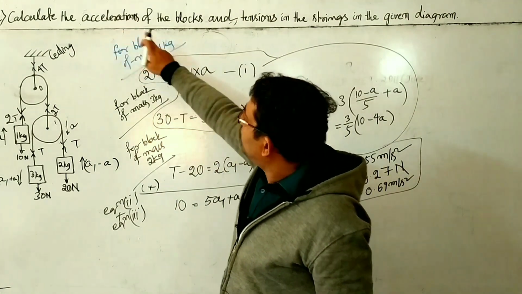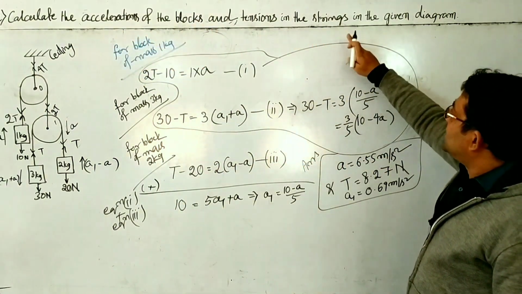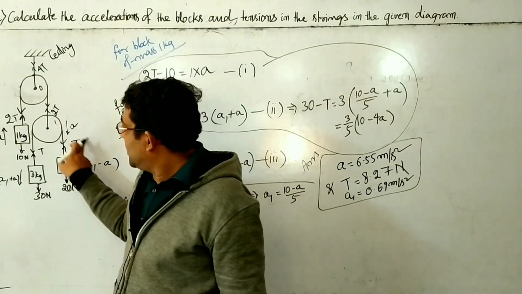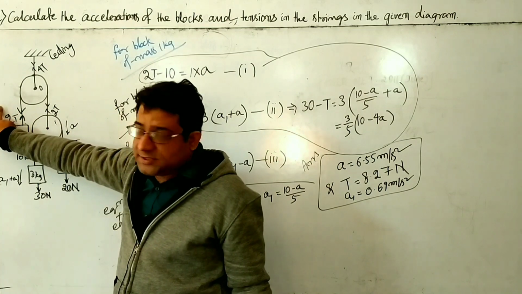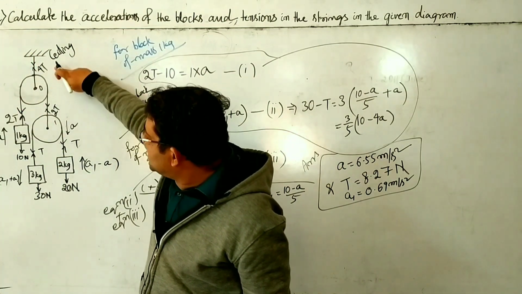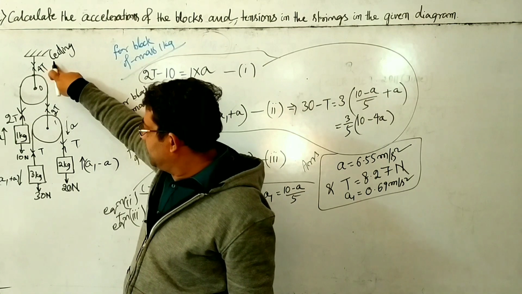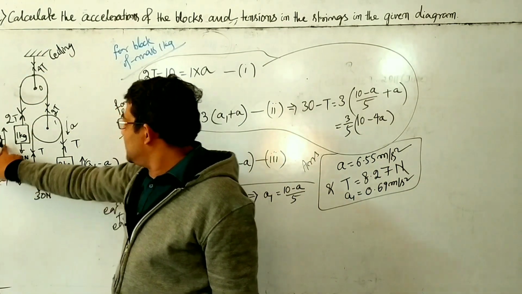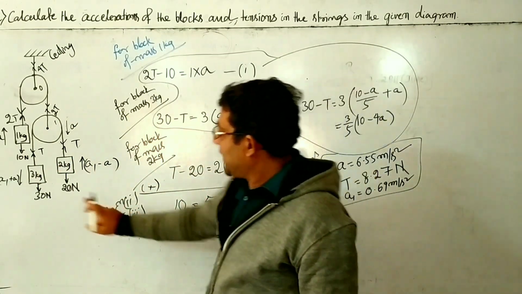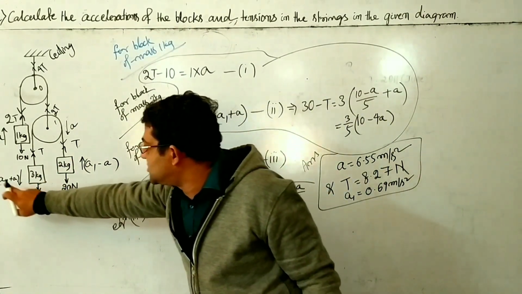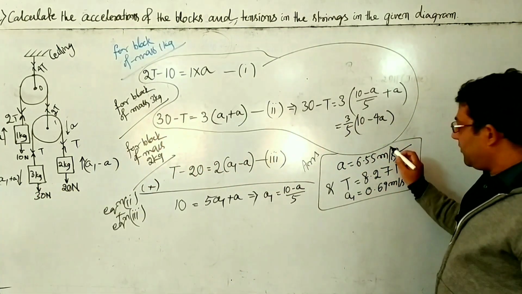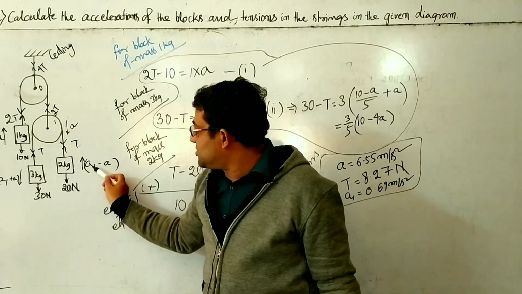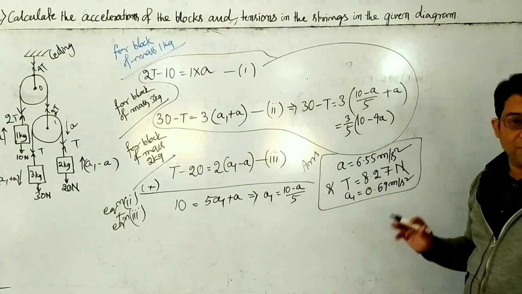In the question it is asked to calculate the accelerations of the blocks and the tensions in the strings in the given diagram. Now see, T we got. In this string what is the tension? Double of that, 2T. And in this string what is the tension? That is 4 times that, 4T. So tensions in all the strings we got. Now accelerations: this acceleration we directly got from A, and acceleration of the 3 kg is A1 plus A. A1 we got, A we got. And acceleration of this is A1 minus A. We got it. You can calculate it.